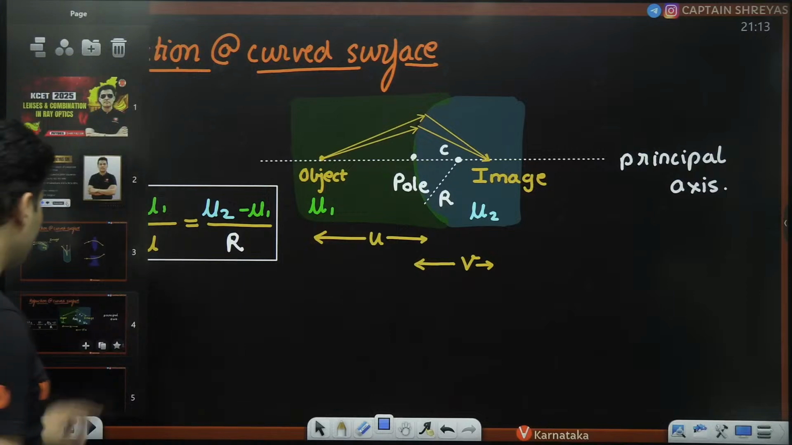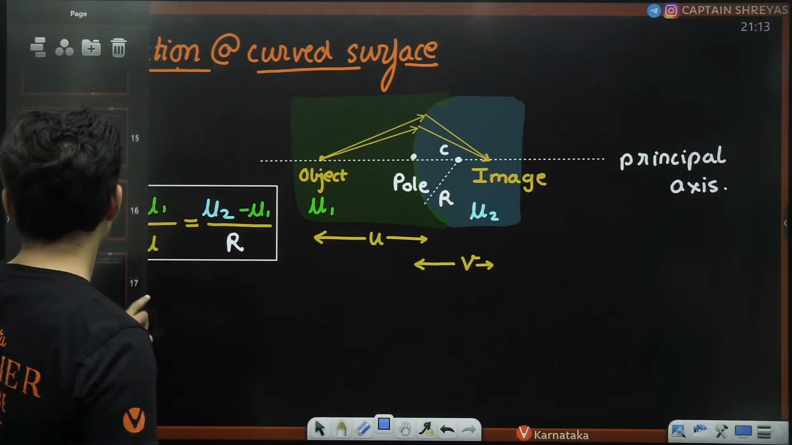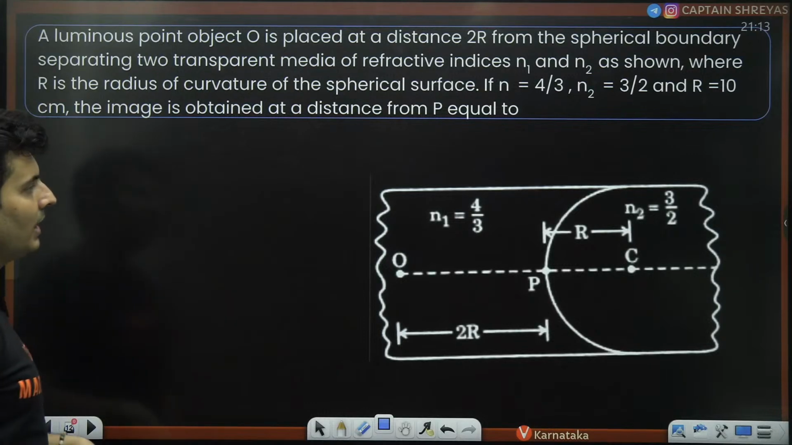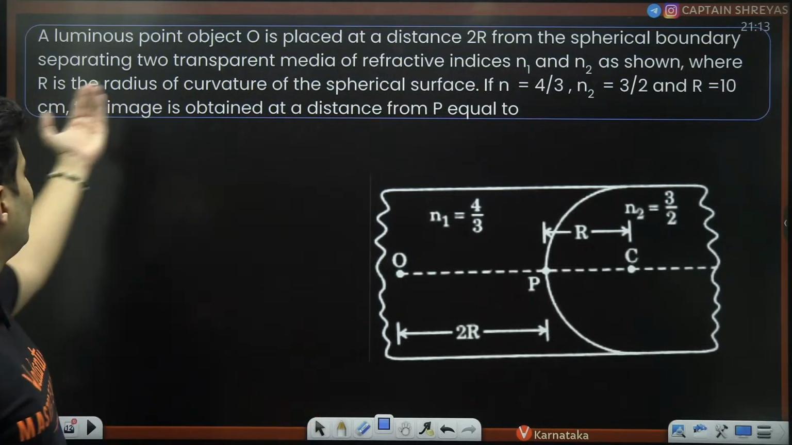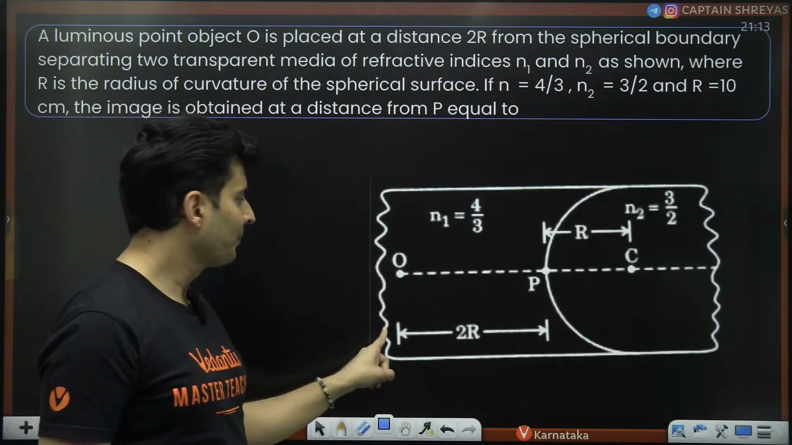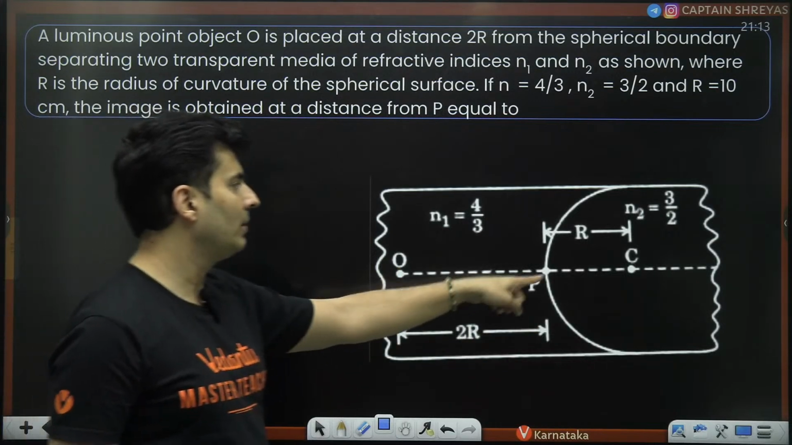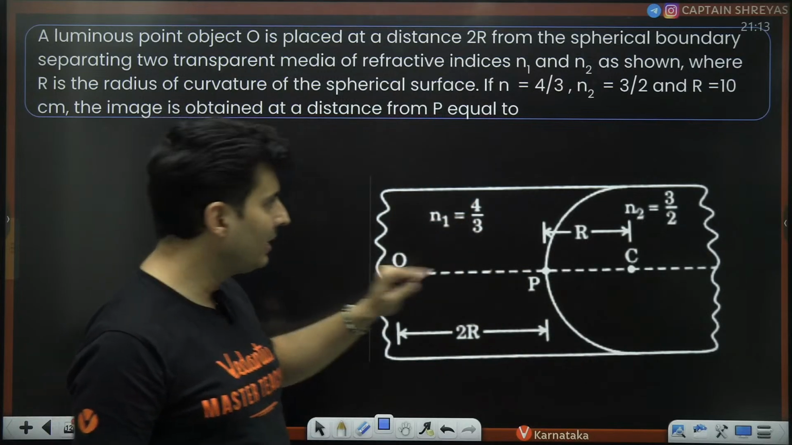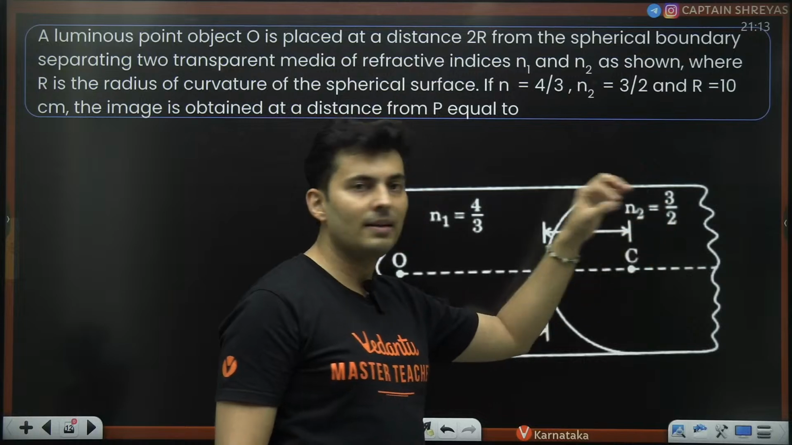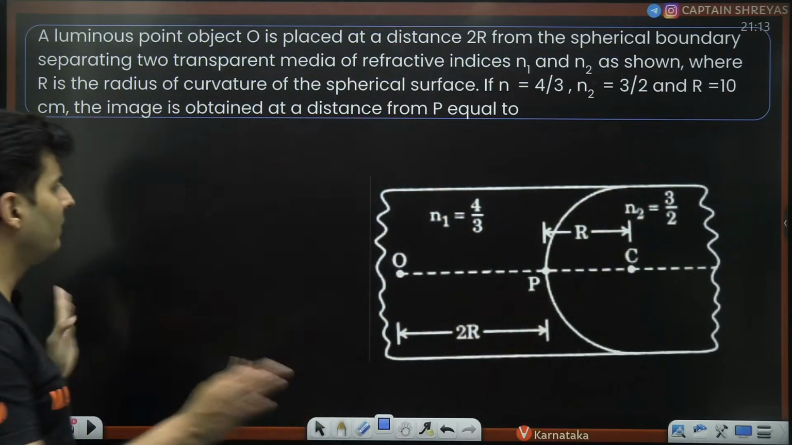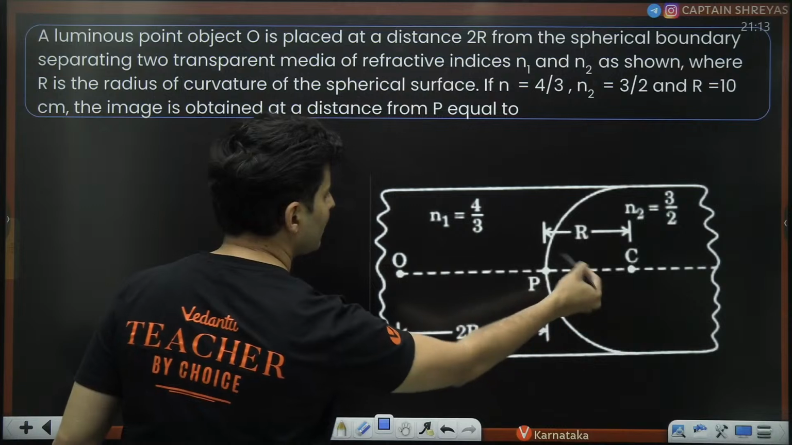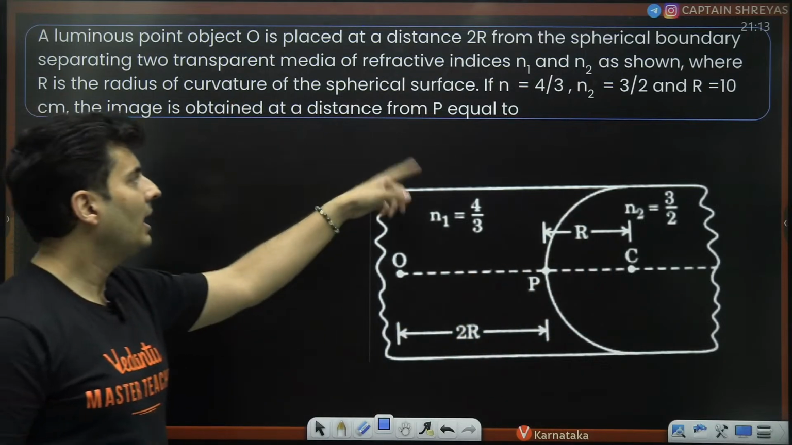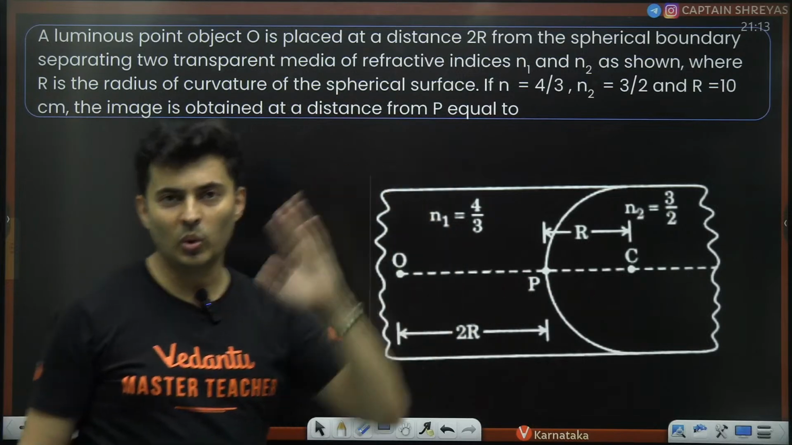Maybe we can open up some previous year question somewhere over here. Yes, we have a question. This is a proper KCET question. A luminous point object, it is over here. It is at a distance of 2R from the pole. This is a curved surface. This is a medium of refractive index 4 by 3. This side is a medium of refractive index 3 by 2. Two different mediums. Radius of curvature of the surface is R. And the question is, the image is obtained at what distance from the pole?